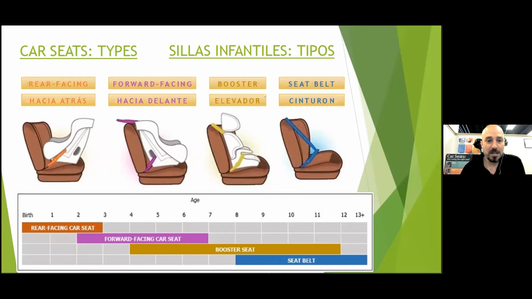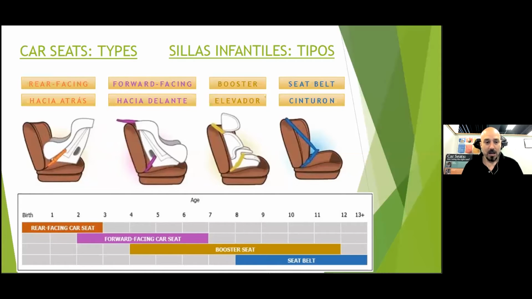The second type that we have is the forward facing. It's exactly the same type of car seat with a harness, but now the kid is looking to the front of the car, the same way as we are looking in the car. The third type that we have is the booster. That is just a mechanism to elevate the kid in the car seat so the seat belt fits the kid better. And the last way to bring the baby in the car is just with the seat belt.